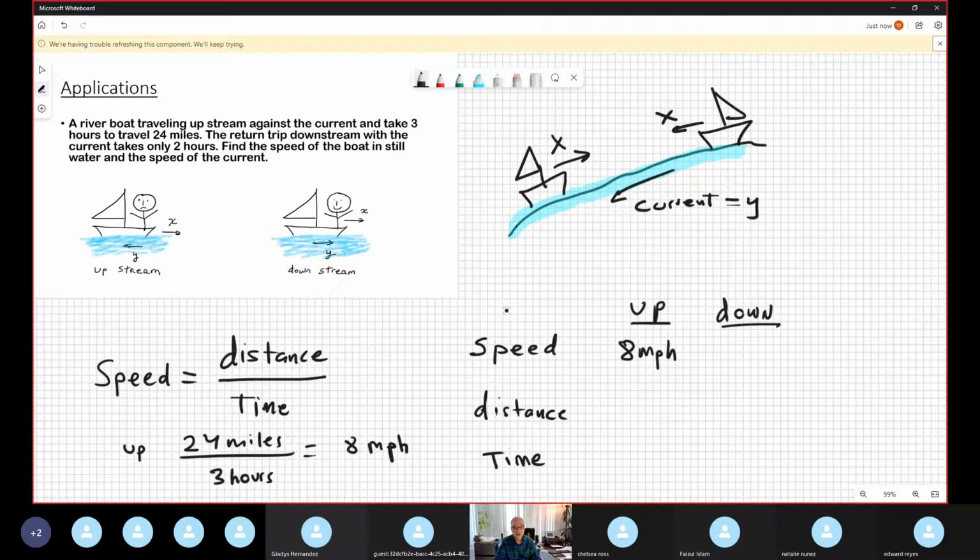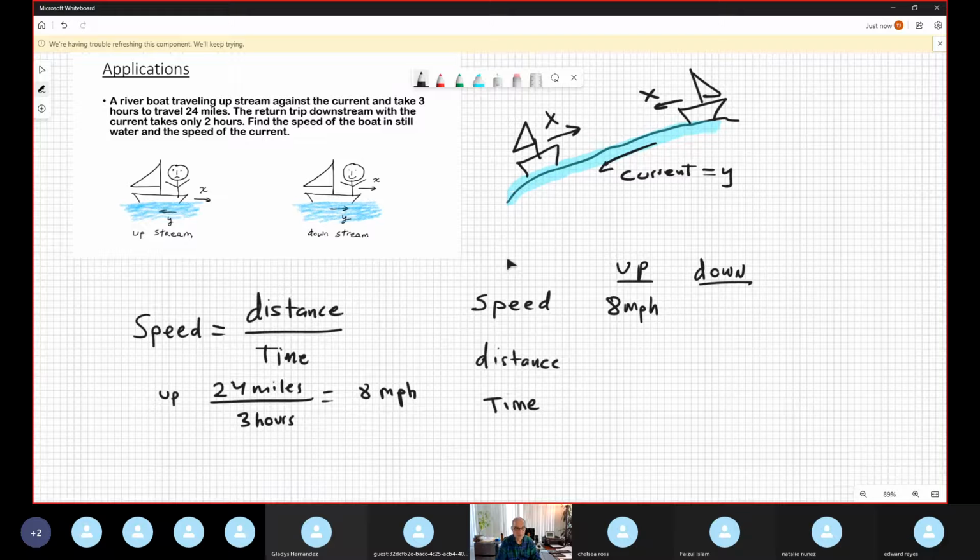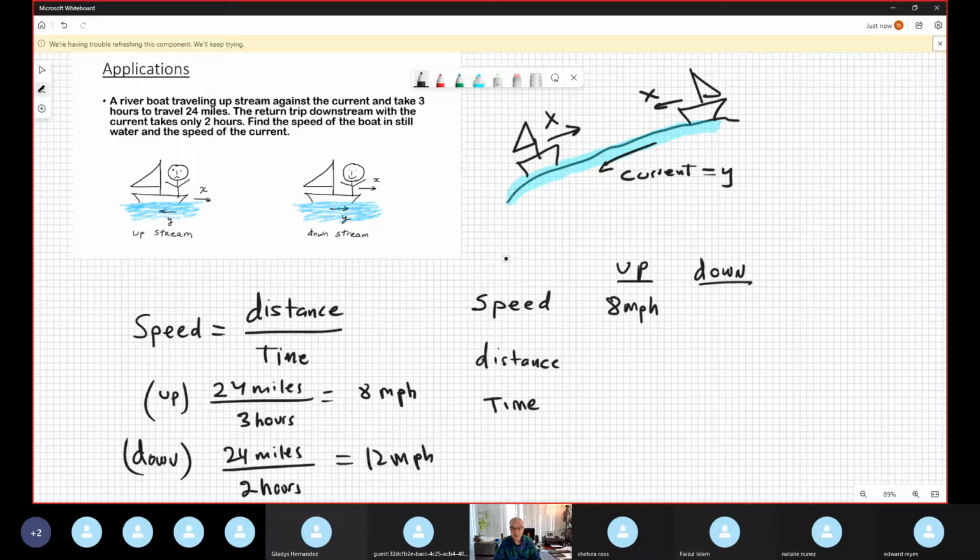Important, the unit, guys. Okay, in word problems, you must indicate the unit on the numbers. When you move down, it's the same trip in the opposite direction. The distance is 24 miles, but the time is just 2 hours. Now it's 12 miles per hour.